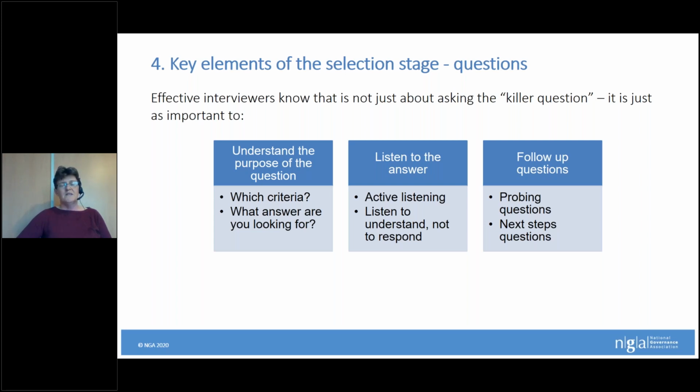The panel should actively listen throughout the whole of the interview, which can be a really tiring undertaking, but it's so important because sometimes it's about hearing what's not said as much as what is said. We're always listening to understand, not necessarily to respond. And think about your follow-up questions and plan those appropriately.